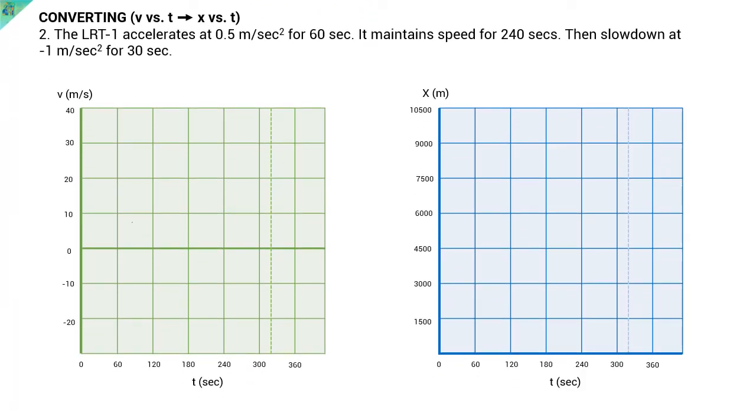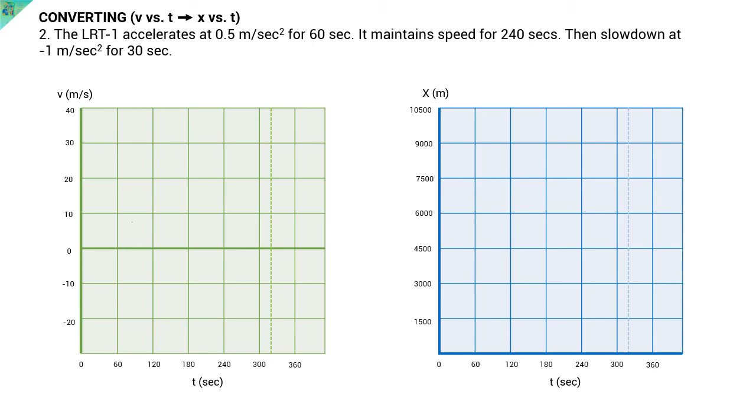Okay, so a while ago we converted x versus t, or position versus time, into v versus t, or velocity versus time. This time we're going to do it the other way around. Let's reverse them. And of course, we should still have the same answer.